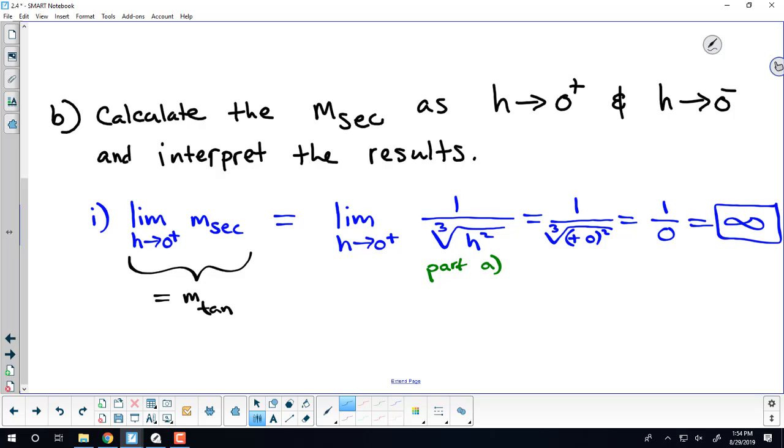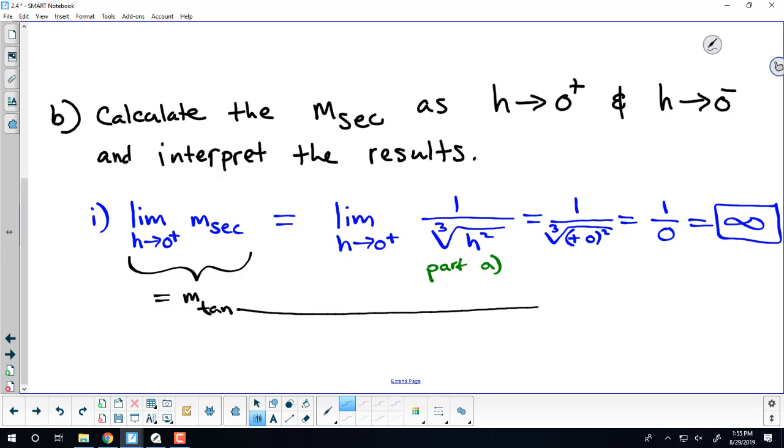And so what does that mean for us? How do we interpret what we've just done? The tangent line is vertical, it's not a vertical asymptote. Right, good. So the slope of the tangent line, more specifically, is infinity. And when we think about a line, what kind of line has an infinite slope? Just a vertical line, right?